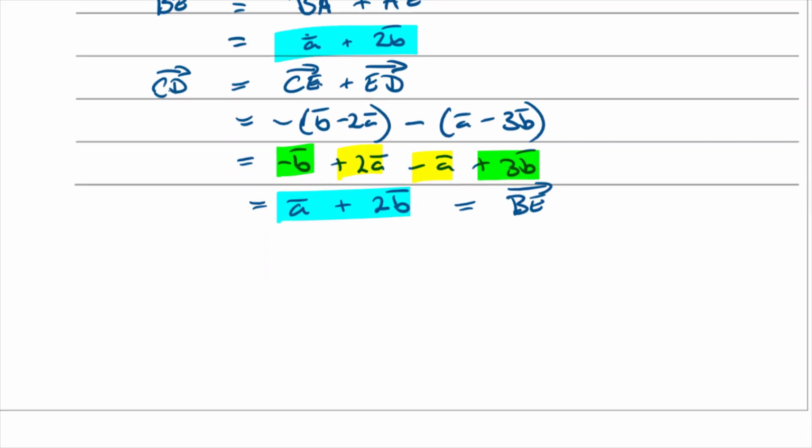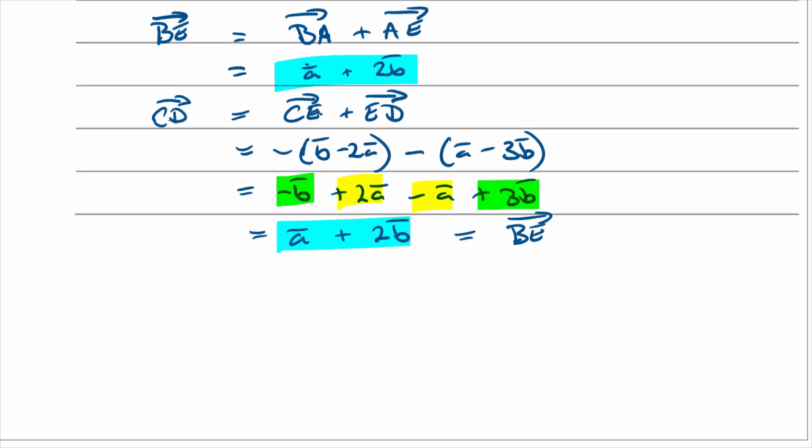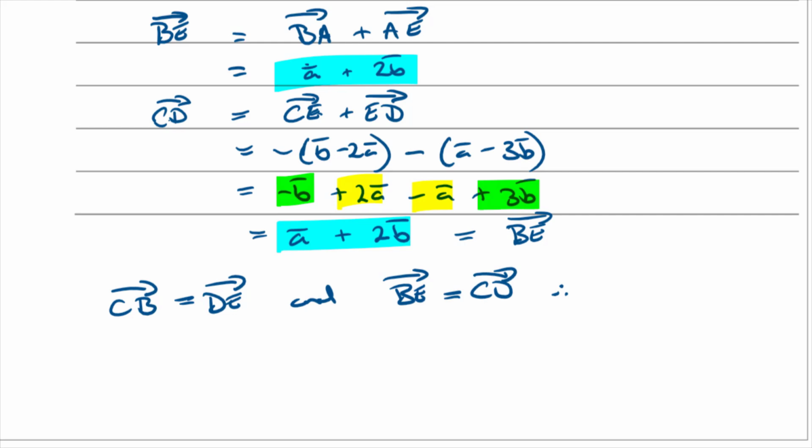Okay, so just to summarize that, I can say that CB equals DE. So C to B is equal to D to E, and B to E is equal to C to D. Therefore, B, C, D, E is a parallelogram. Okay, cool.